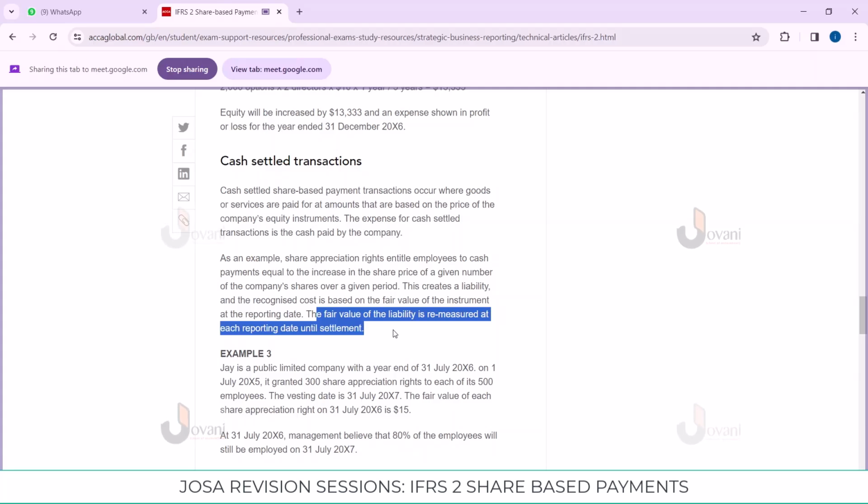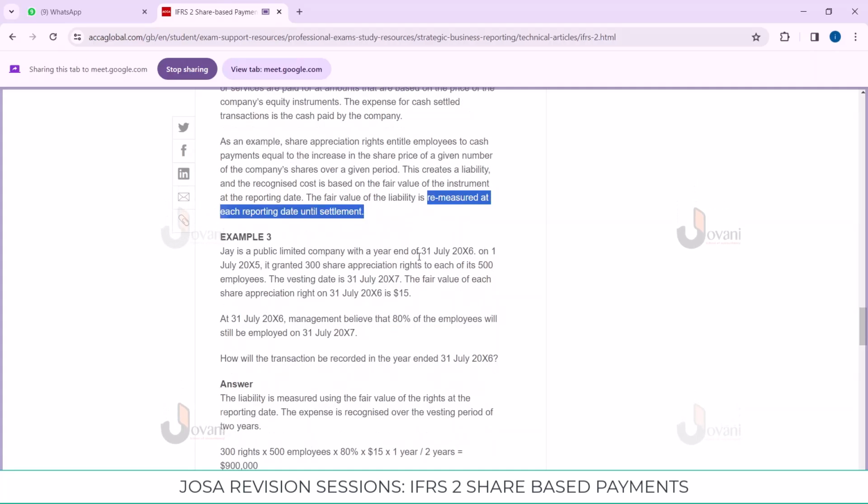We have an example. J is a public limited company with a year end of 31st July 2026. By the way, you tell me, am I too fast? I'll give you a few minutes to take some water. Yes? You're not. Okay, we can proceed.